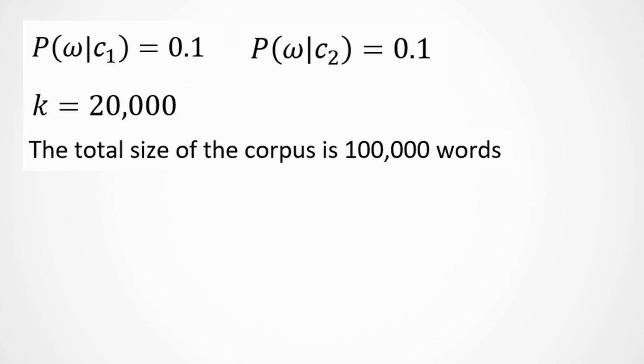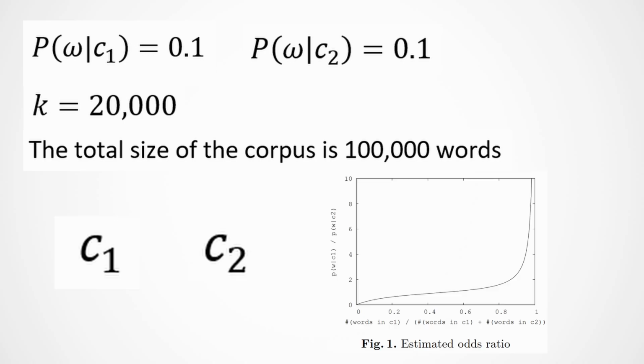Assume the word occurs with equal relative frequency 0.1 in the text of each of the two classes. Assume there are 20,000 words in the vocabulary, and the total size of the corpus is 100,000 words. Figure 1 shows the estimated odds ratio based on P(ω|c) as the relative size of the two classes changes. It has the desired value of 1 when both classes contain the same number of words.